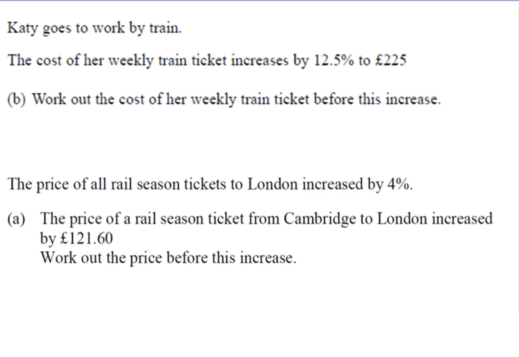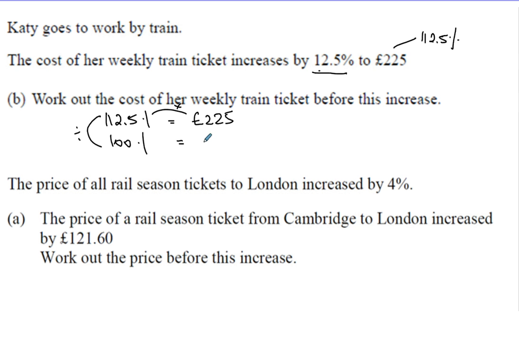Okay, Katie goes to work by train. The cost of her weekly train ticket increases by 12.5% to that. Work out the cost of her weekly train ticket before this increase. So again, it's a nice simple one. So you know that's 112.5%. So you go 112.5% is 225. So 100% is that divided by that times that. Okay? And that gives you a nice round sum of £200.